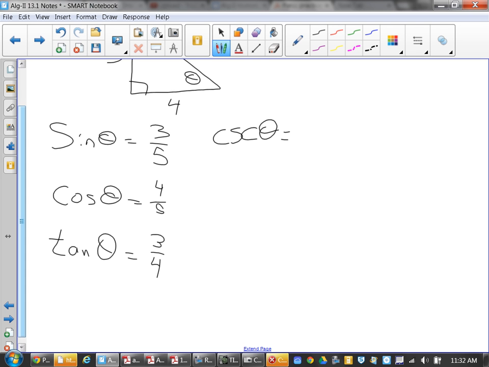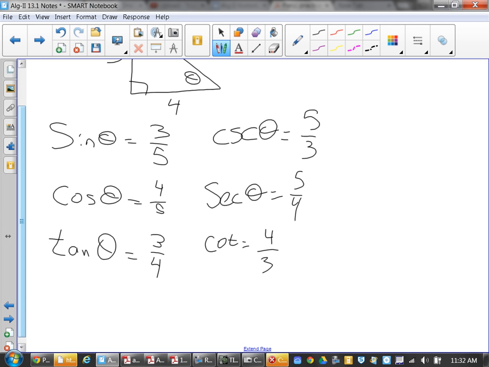So the inverse here would be what? 5 over 3. And then, what exactly does this tell us? I'll show you.